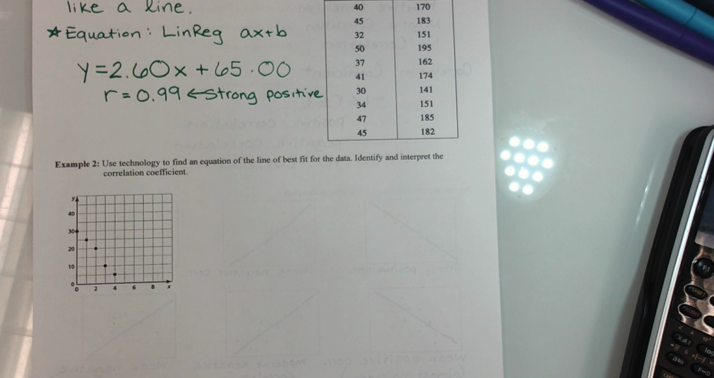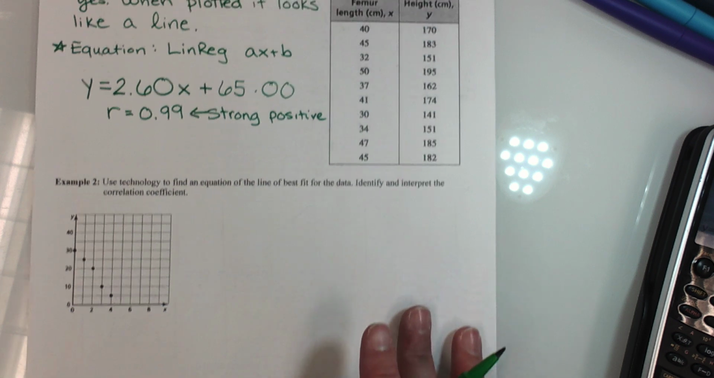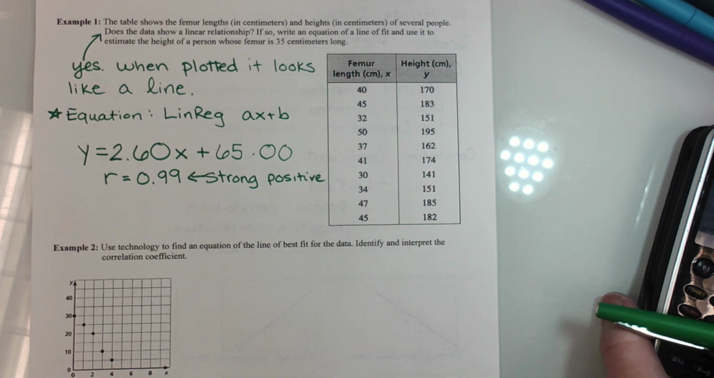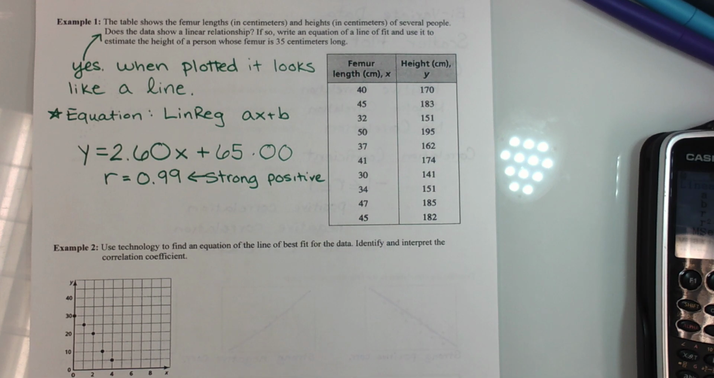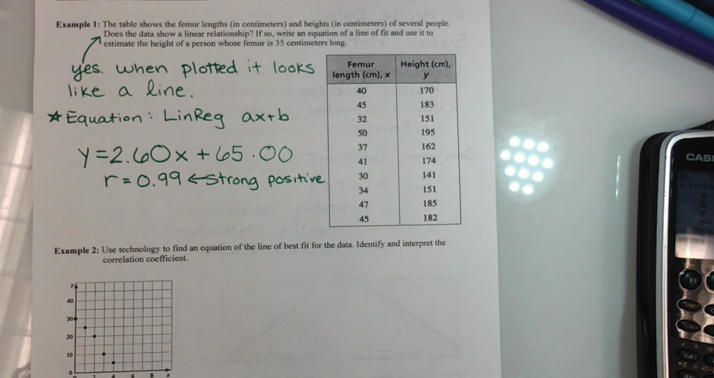Didn't we already kind of know that by looking at the scatter plot? Yeah. So, does the data show a linear relationship? Yep, we could tell by the plot. If so, write an equation for the line of fit. Sweet, we just did that. Use it to estimate the height of the person with a femur that is 35 inches long.